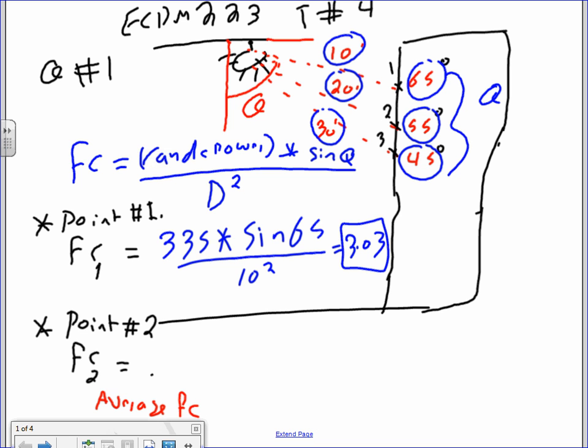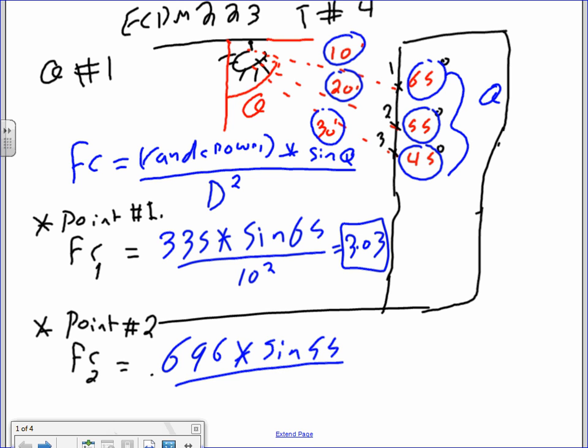Point number 2 is no different. At point number 2, guys, the angle is 55. So go to the sheet at 55: 696. Multiply 696 by sine 55, divided by the distance at 55, which is 20 squared. Gentlemen, if you do that calculation, that will get you 1.43 foot candle.